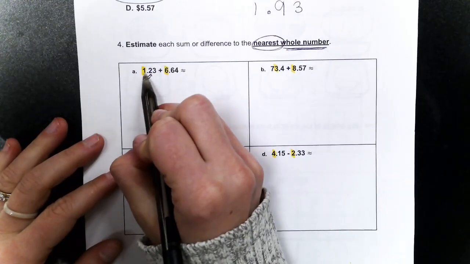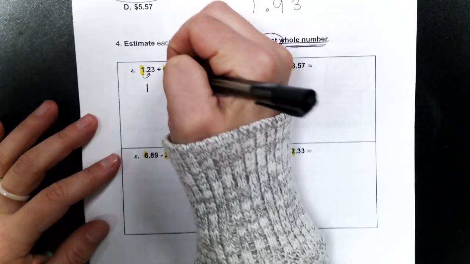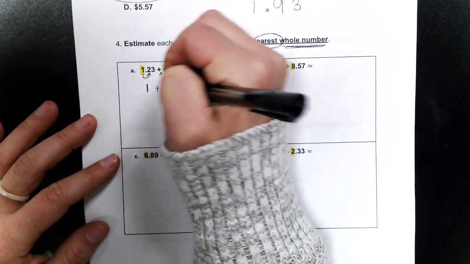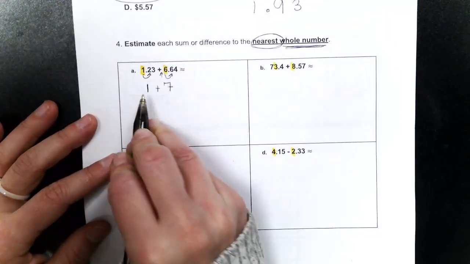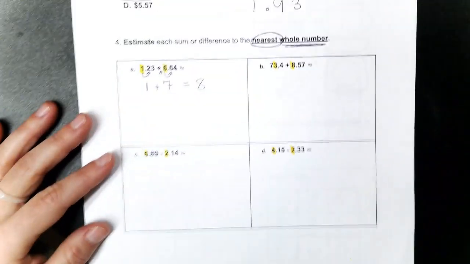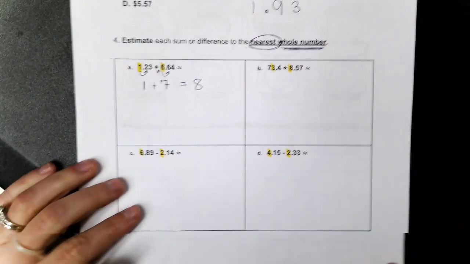That 2 makes that 1 stay the same. This is 1. This 6 right here is actually going to make the 6 go up to 7. 1 plus 7 equals 8. That's all they have to do. They've got this. Let's look at this next one.